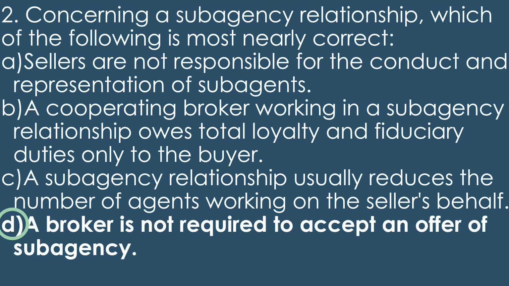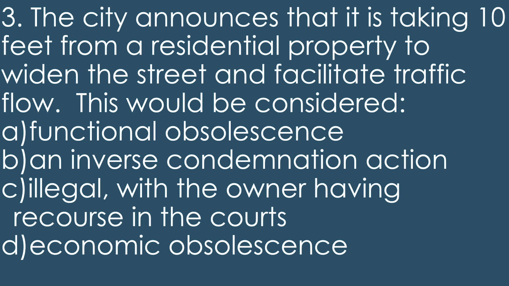And then we have question number 3. The city announces that it is taking 10 feet from the residential property to widen the street and facilitate traffic flow. This would be considered A, functional obsolescence, B, an inverse condemnation action, C, illegal with the owner having recourse in the courts, D, economic obsolescence. So let's see here. The city is taking 10 feet from a residential property to widen the street and facilitate traffic flow. They are taking private property for public use.